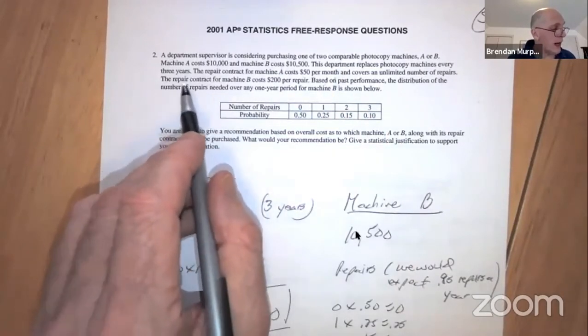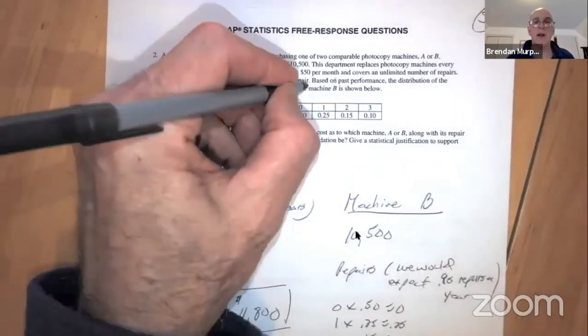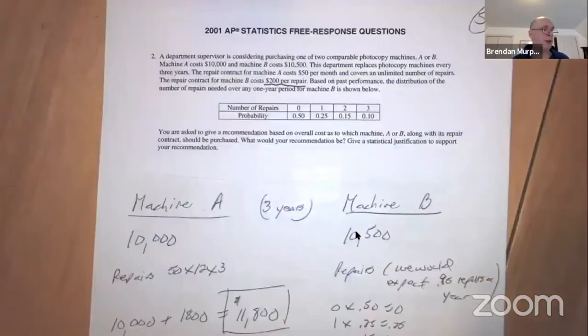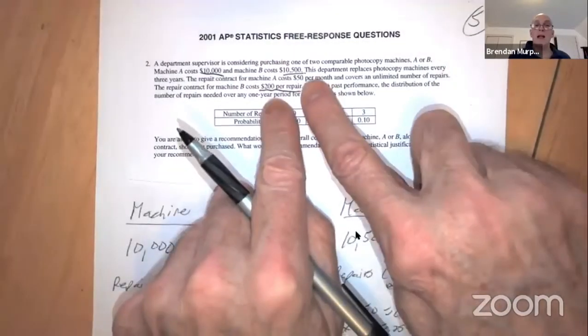The repair contract for machine B costs $200 per repair. So I guess I'm trying to figure out which plan is going to be more cost effective for my school over the next 3 years. There's 2 different initial costs for the machines, and I guess there's 2 different potential repair costs for the machines.